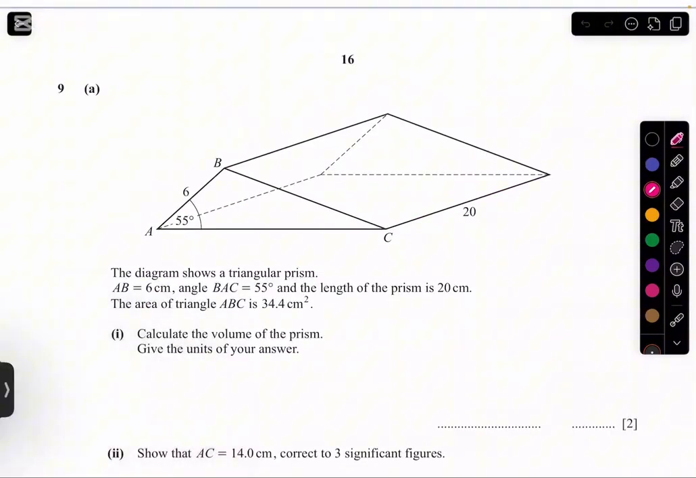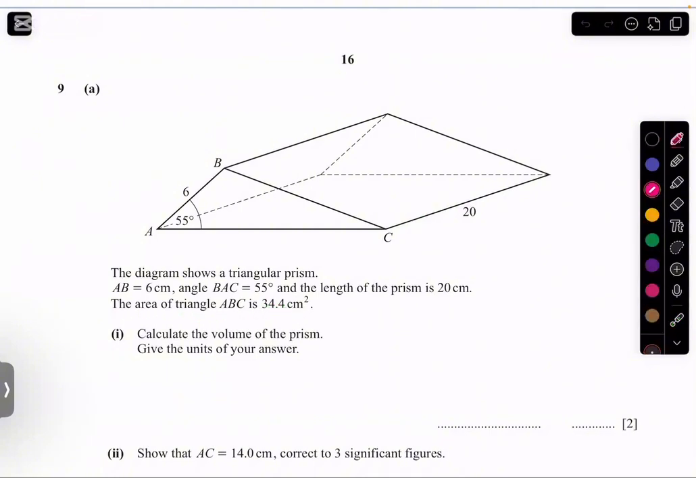Question 9. The diagram shows a triangular prism. There is a lot of trigonometry which will get applied here. AB is 6 centimeters. Angle BAC is 55 degrees and the length of the prism is 20. This is the length of the prism, which is 20. And the area of the triangle ABC is 34.4 centimeters squared.